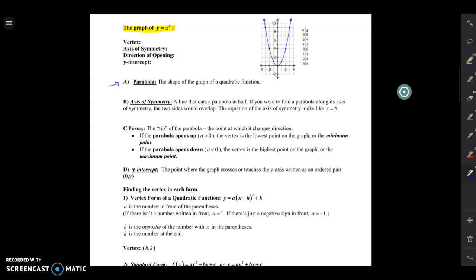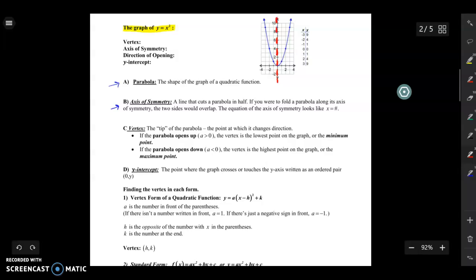Okay. The next thing is the axis of symmetry. So if you look down at this definition down here, the axis of symmetry is a line that cuts the parabola in half. So like if you were to fold the parabola along its axis of symmetry, then the graph would line up perfectly. So in this example up here, my axis of symmetry, well, let me change to a bigger marker, just goes right down the middle.